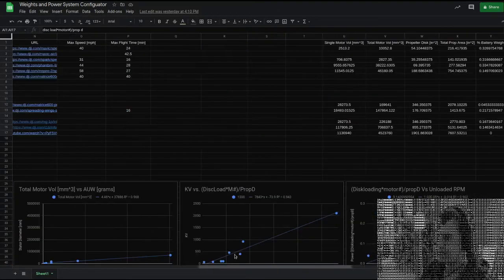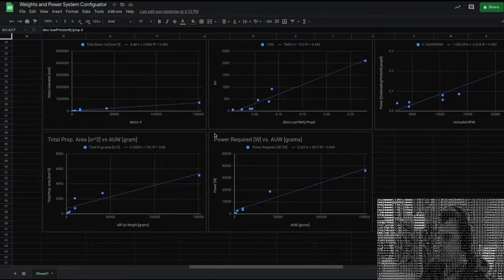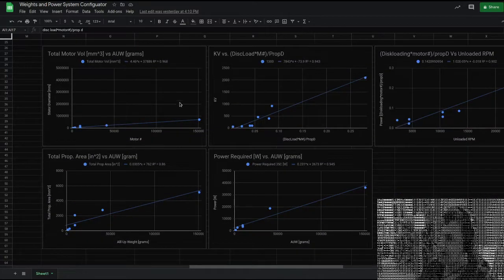So what that leads to is all these graphs. And there's a lot of great correlations you can get just with the motor volume, which is exceptionally great considering this is such a large range of quadcopters, like literally from a Mavic all the way up to something that's flying a person around. And I don't think that should be the case.